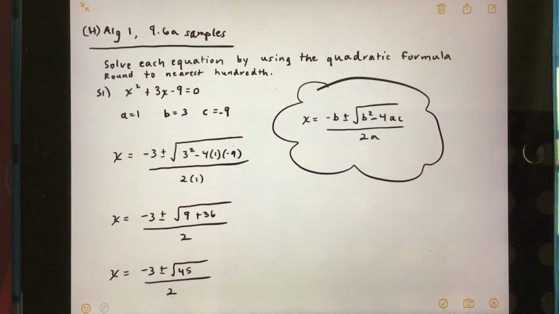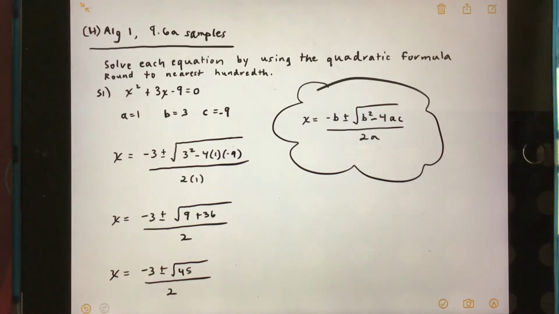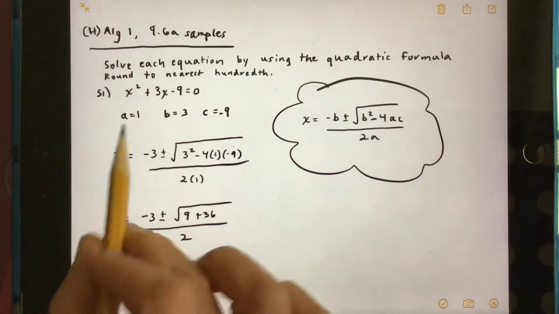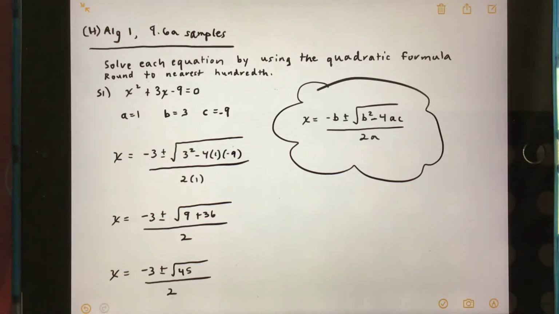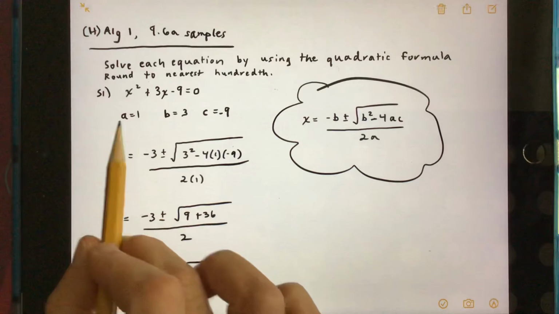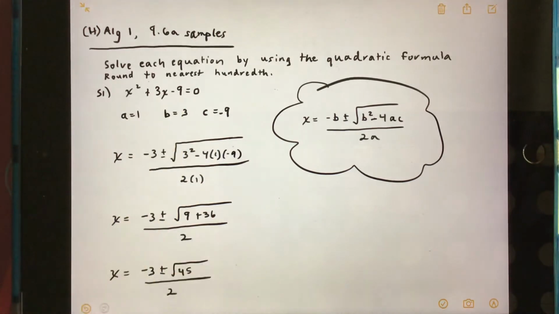Okay, so our first equation, x squared plus 3x minus 9 equals 0. Well, we already have that equation in standard form. We are in order from the highest exponent on the variable to the lowest, and we're equal to 0. That's what makes it standard form. So pulling off our a, b, and c, the coefficient on the x squared is 1, the coefficient on the x term is 3, and the constant is negative 9.